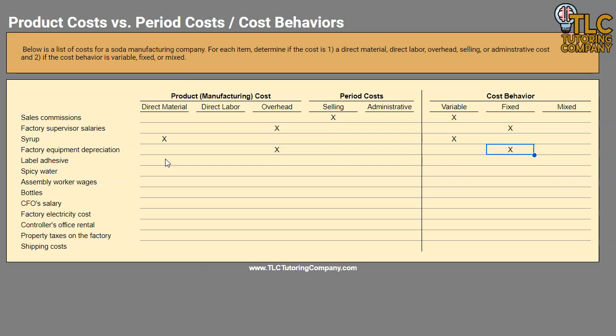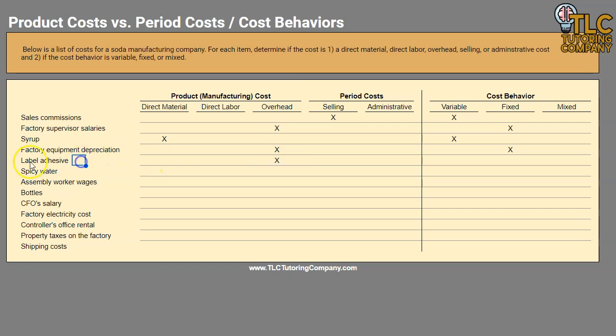And here's where we might get some people debating whether or not label adhesive would be a direct material. Label adhesive is very difficult to trace directly to the product, right? It's something that we probably would end up just having a large vat of. We would just say, okay, we're just going to use it as we need it. It isn't something that can be directly traced back to the good. So technically, this one wouldn't really be considered a direct material. It's also not direct labor, which means this would be considered overhead.